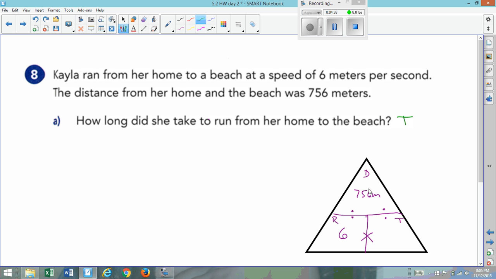So we're looking for the time. Well, we have to divide this number. That's why we have these division signs here. 756 divided by 6 will give you the time. So 756 divided by 6 is going to come out to be 126 seconds, or 2 minutes, 6 seconds. I'm going to write them both down, just so that if you didn't convert it to minutes and seconds, I'm fine with it.